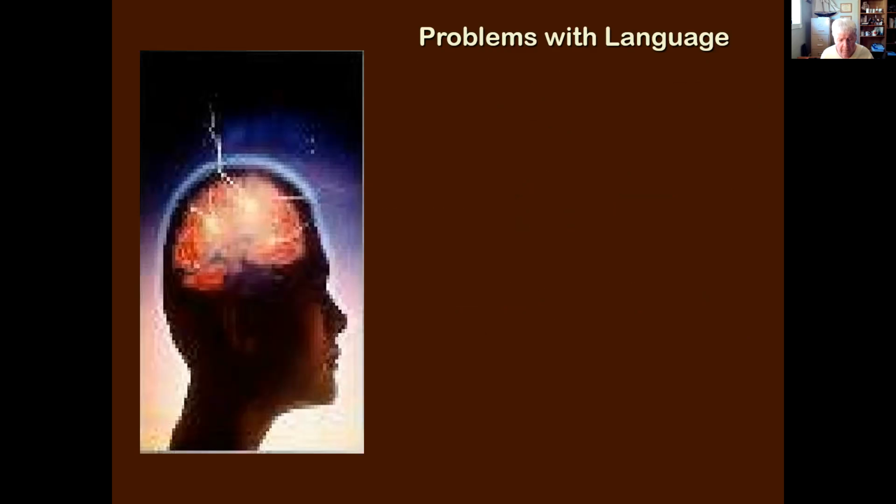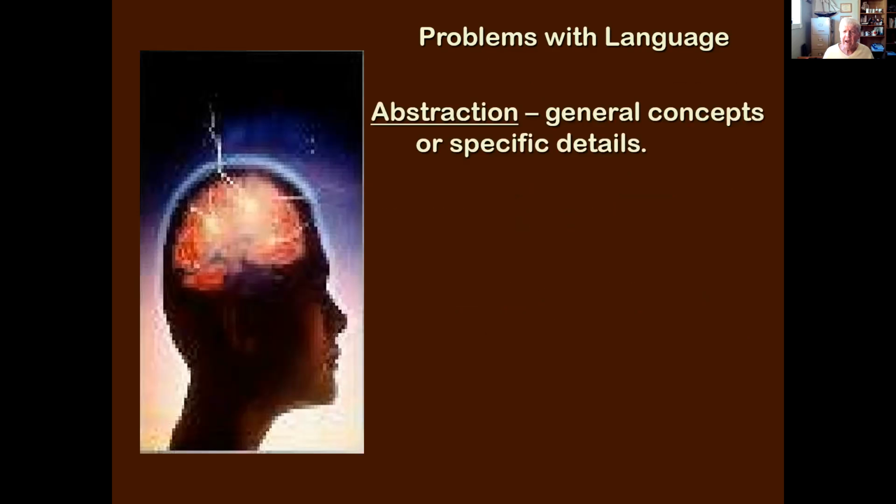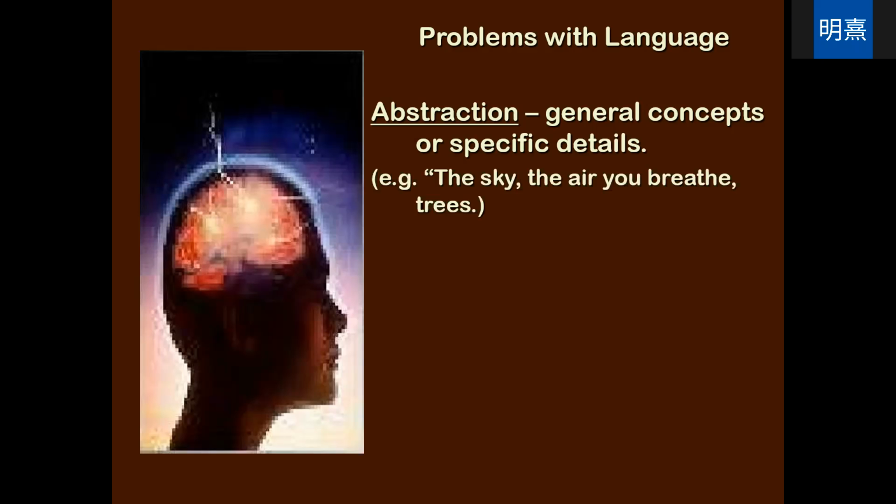Okay. Now there are problems that we have with language that we always need to be aware of. For instance, abstraction. General concepts or specific details. Abstraction is a problem in, for instance, the sky, the air you breathe. What is sky? What is air you breathe? You can look outside today. I see beautiful blue sky, but that's where we know the sky is, but can you really see the sky? You can see the color that comes out because of the sun, etc.